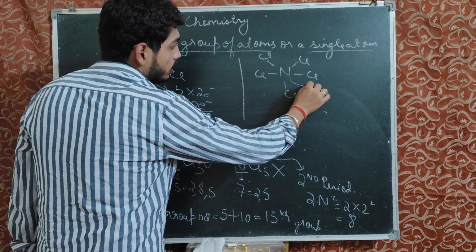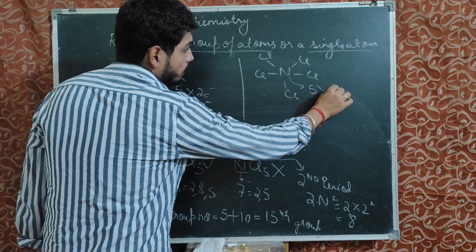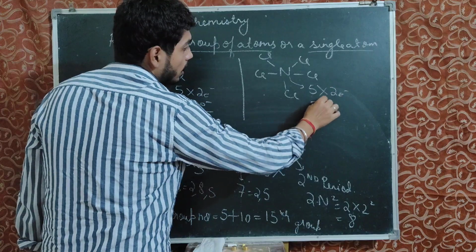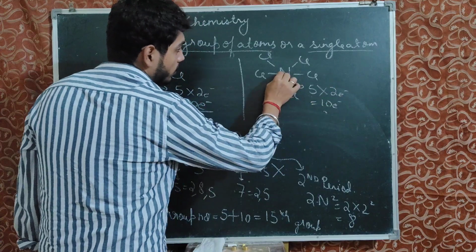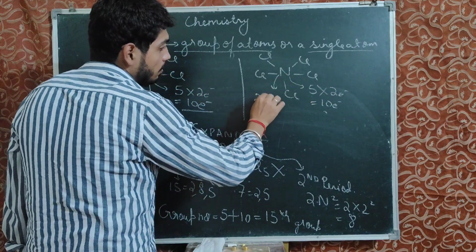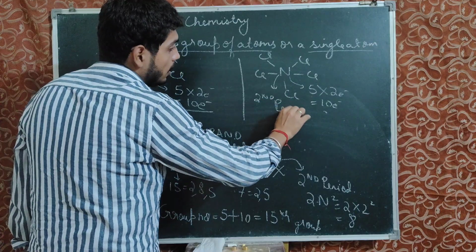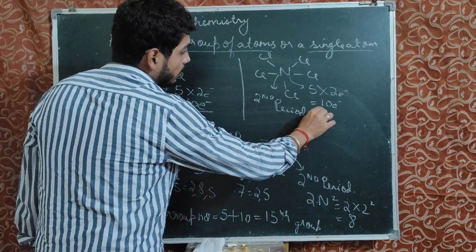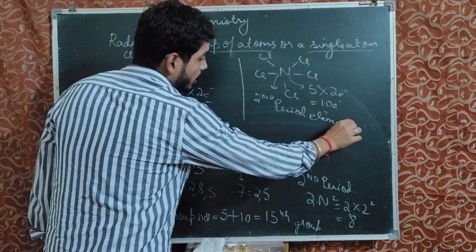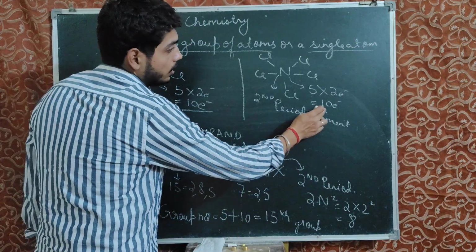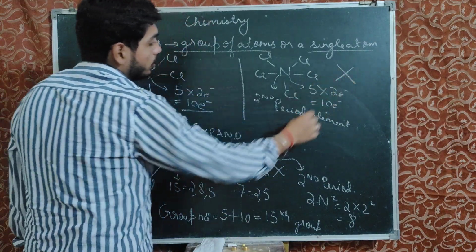It has made 5 bonds, and each bond is having 2 electrons. So 5 into 2 electrons, this is 10. This is not possible because nitrogen is a second period element. Therefore, it can only accommodate a maximum of 8 electrons. Here it is coming 10. That is why this structure is not possible.